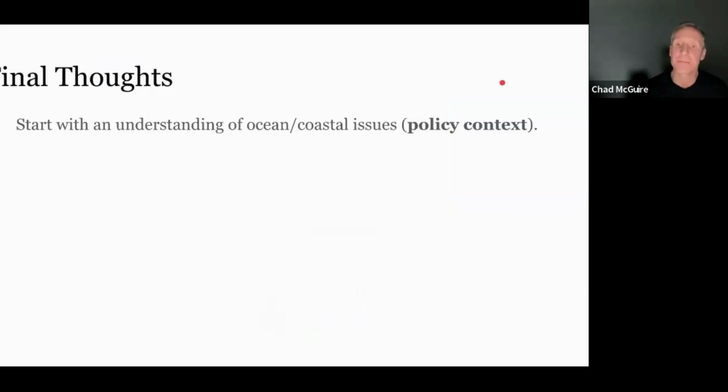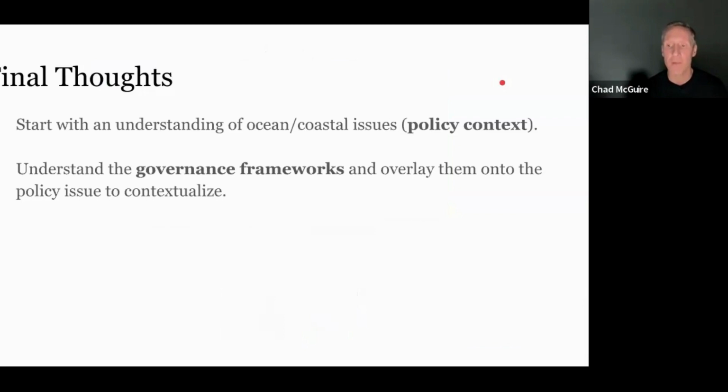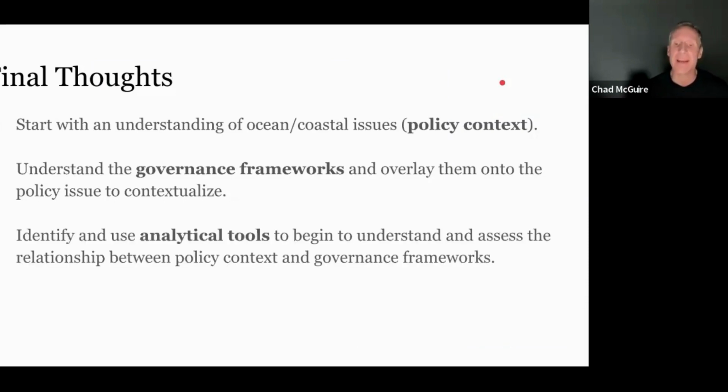As far as final thoughts, I want to reiterate: we start with an understanding of the ocean and coastal issues, that policy context. What's the issue? What's the problem? Then we understand the governance frameworks and overlay them onto the policy issue to contextualize them and give them life and understanding. What are we really getting at here? What are some of the trade-off issues we can have discussions on? Then we identify and use analytical tools to begin to understand and assess the relationship between policy context and governance frameworks. That's really what it's all about. That's the process when we talk about an introduction to governance from this policy perspective.